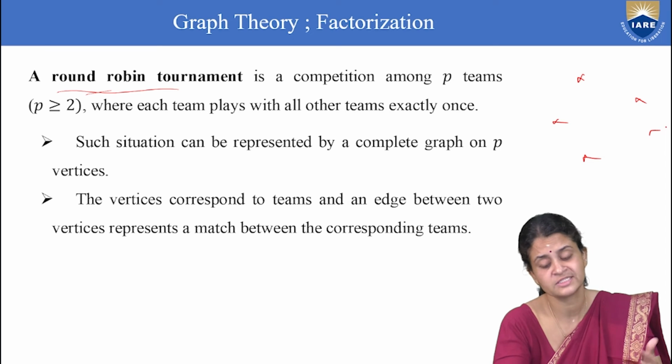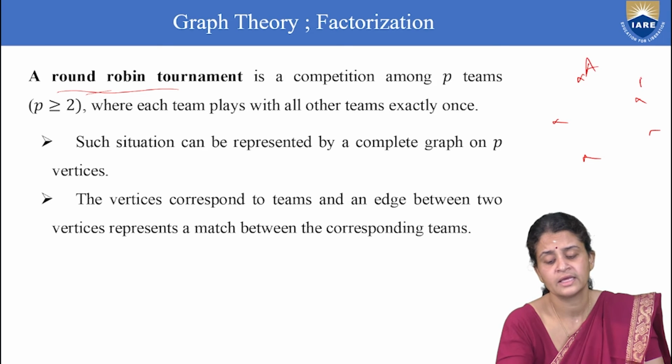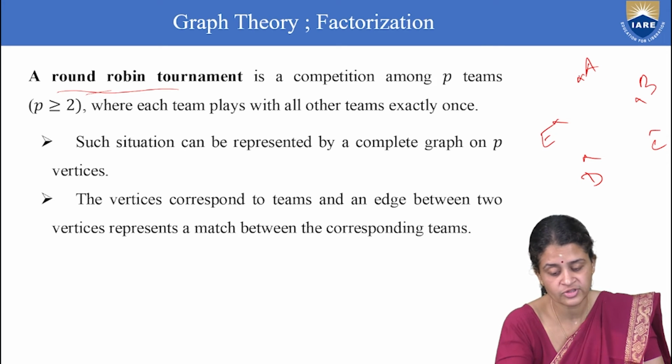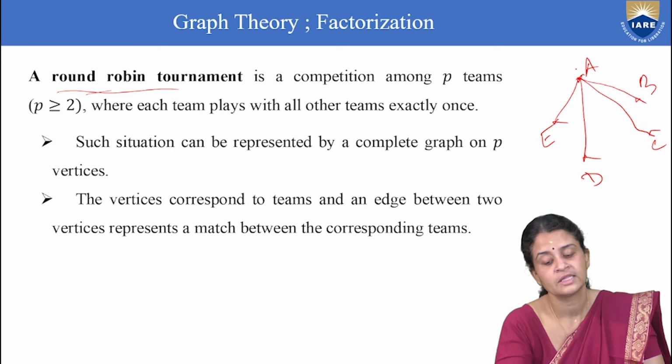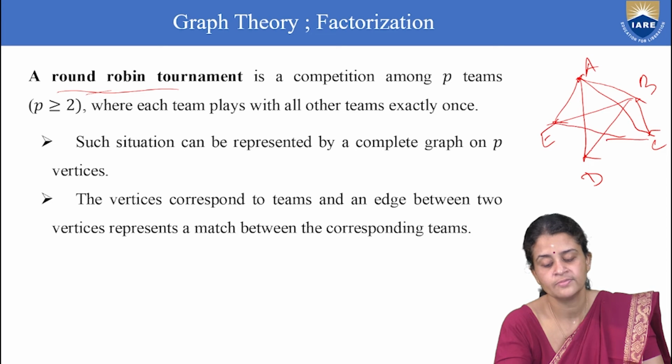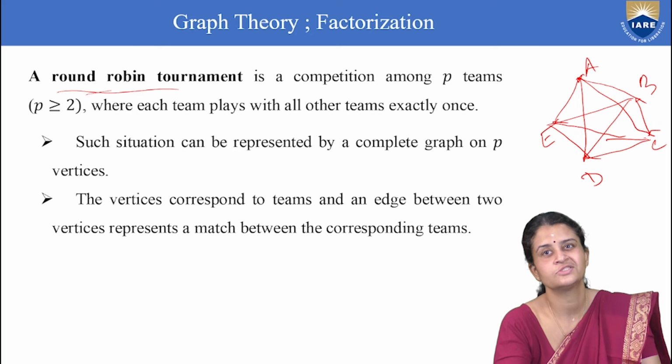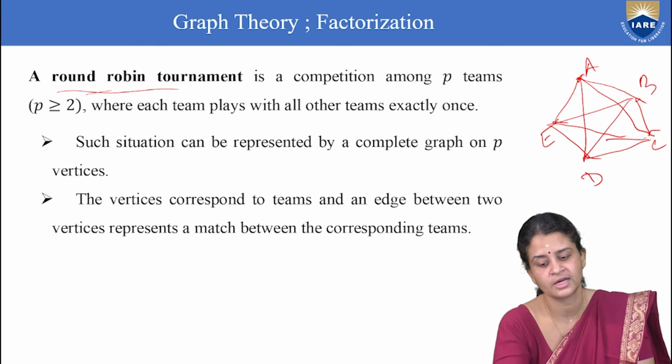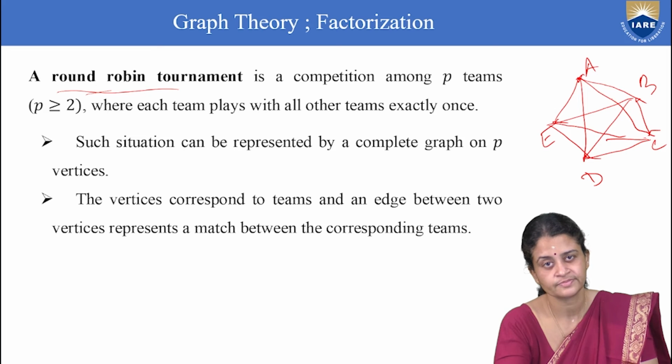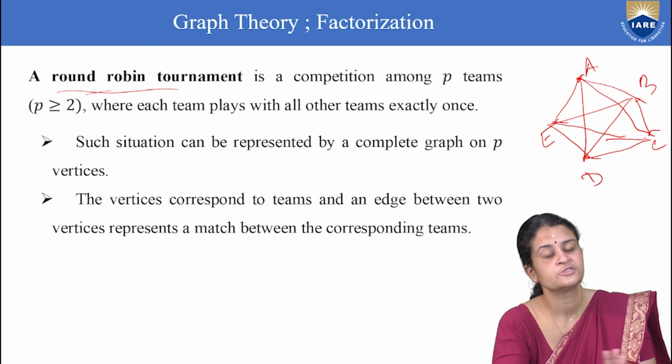Let's take 5 teams: A, B, C, D, E. Each team has to play with the others. Then A will be playing with B, C, D and E. Then B has already played with A, so we need not draw any line. Then B has to play with C, D and E. In the same way, C with D, C with E, and D with E. So what result are we getting? It will be a complete graph, because every vertex is adjacent to every other vertex.